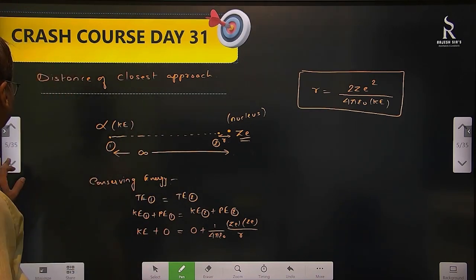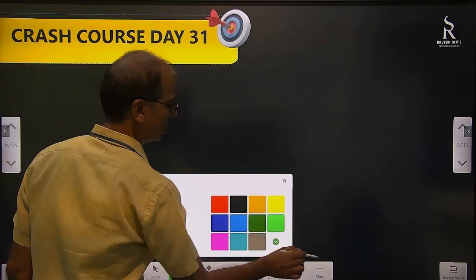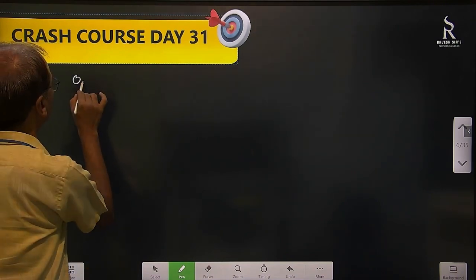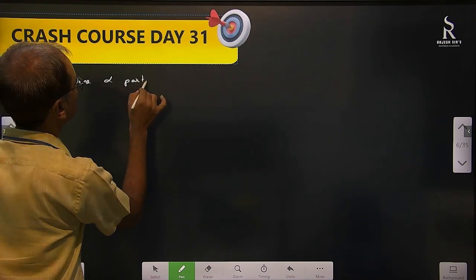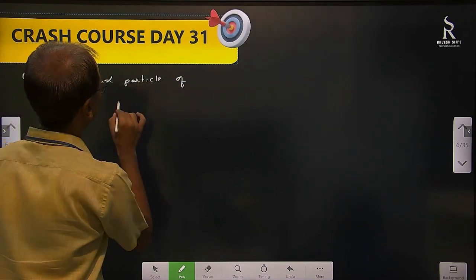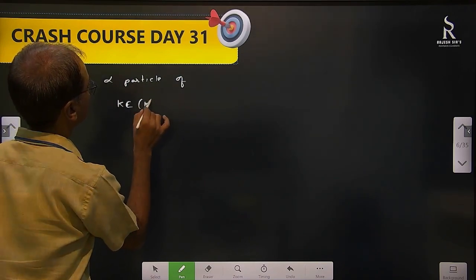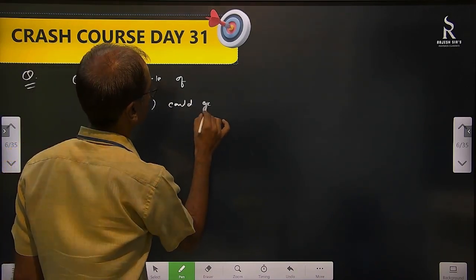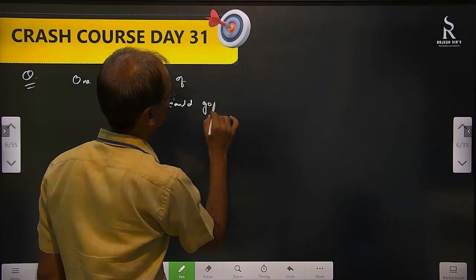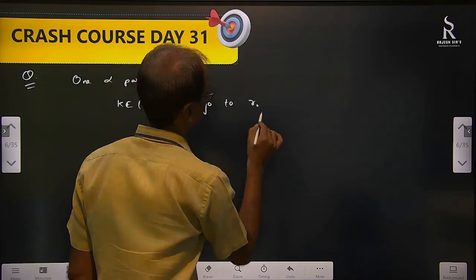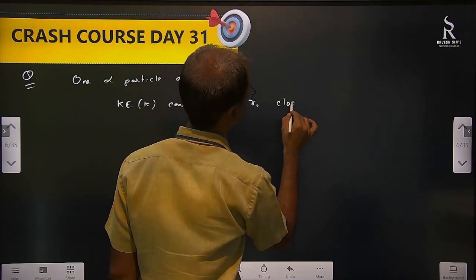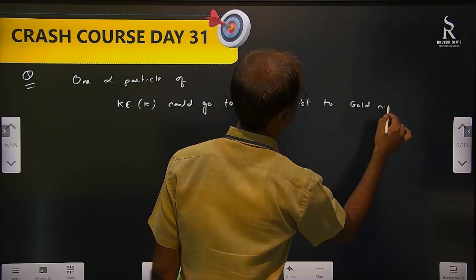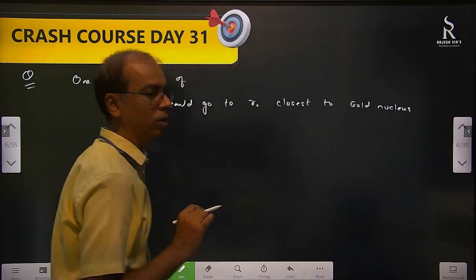Now on this one, let's solve one question. What is the question? Let's assume that one alpha particle of kinetic energy K could go to R naught closest to a gold nucleus. That means the distance of closest approach is R naught.